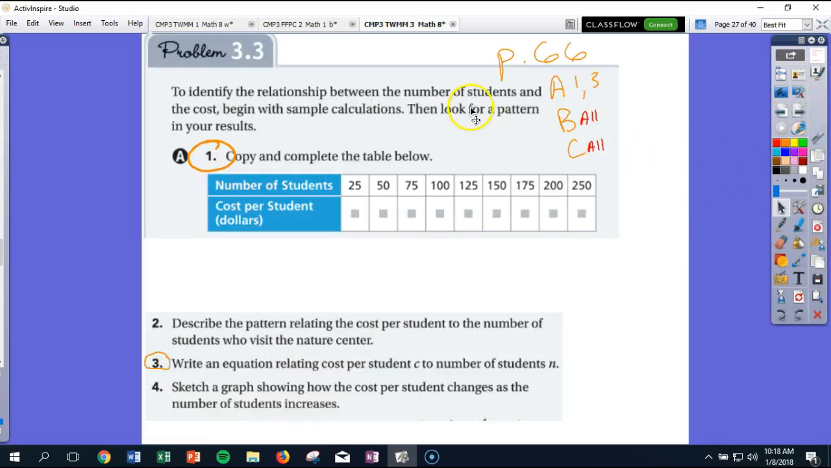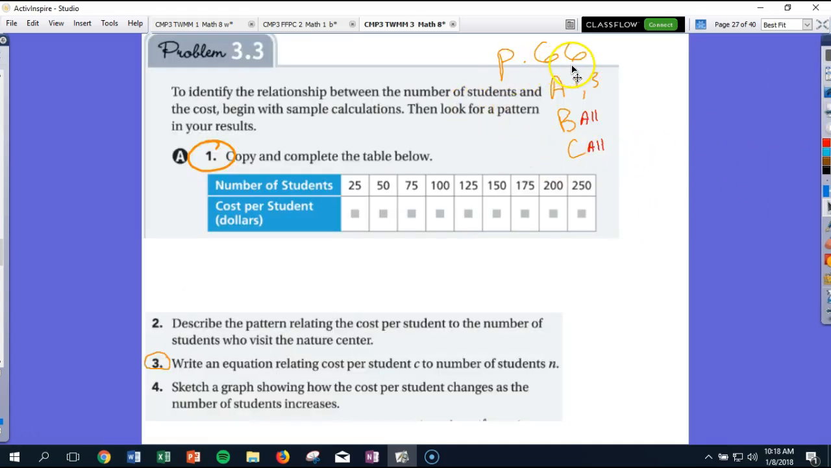As we get into the problem here, this is on page 66, and these are the parts I want you to do. Part A, numbers 1 and 3, and then all of B and all of C. It says to identify the relationship between the number of students and the cost, begin with sample calculations, then look for a pattern in your results. So it wants us to do this table and find the cost per student.